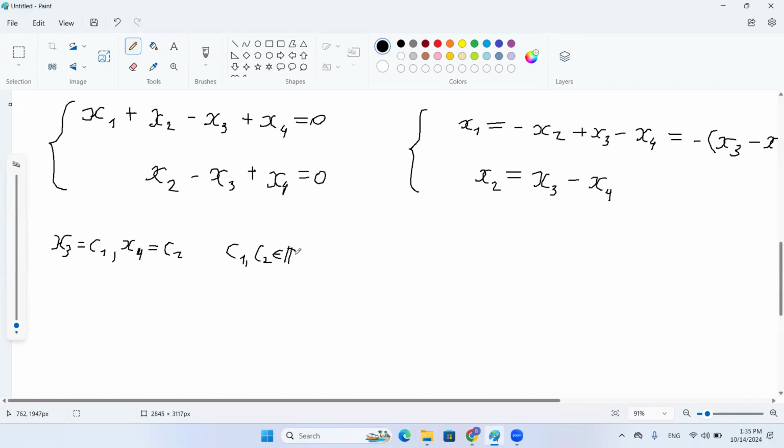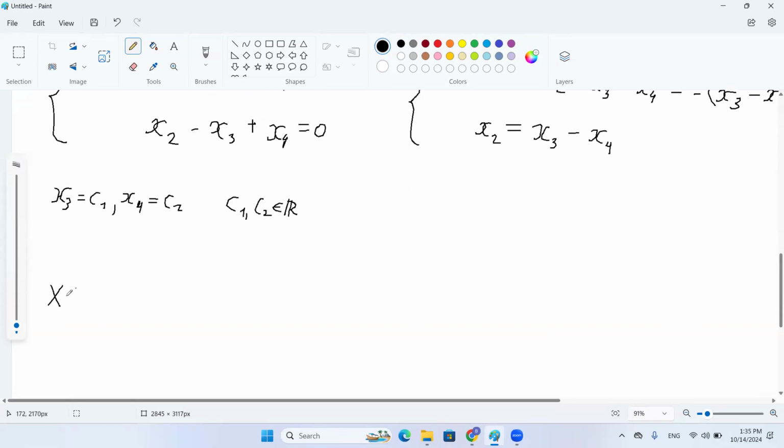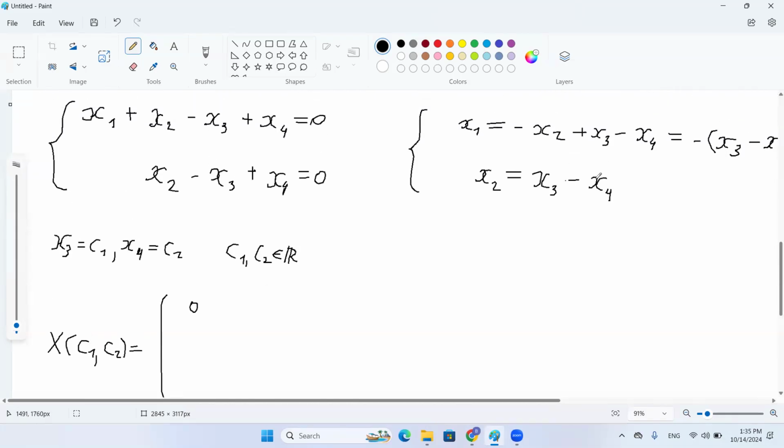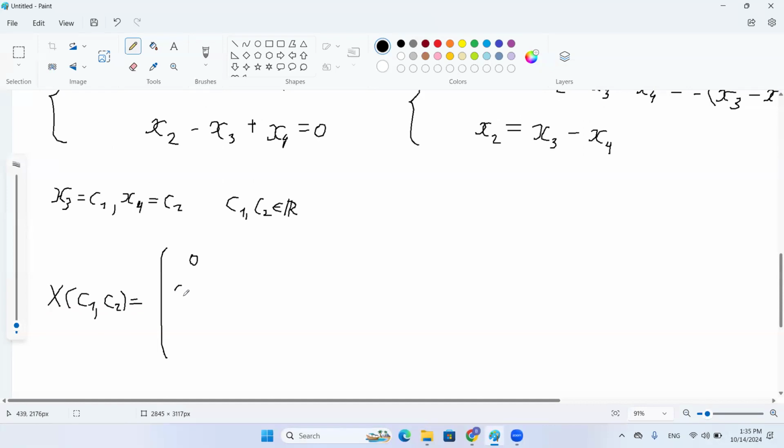It's a good idea not to forget to always write that these constants are real numbers. Okay, and then we write our general solution. So x1 is always 0. x2 equals c1 minus c2. Here we write c2. Oh, no. c1 and here c2. So don't confuse them.